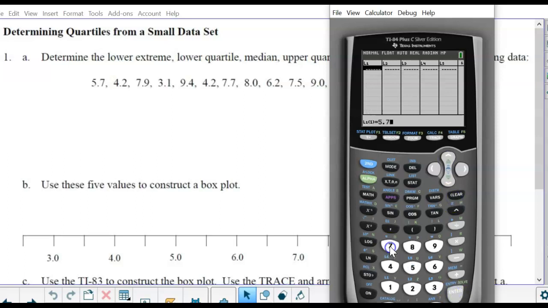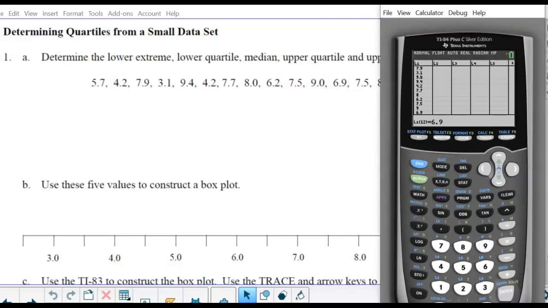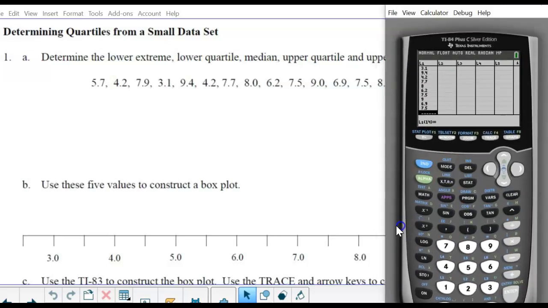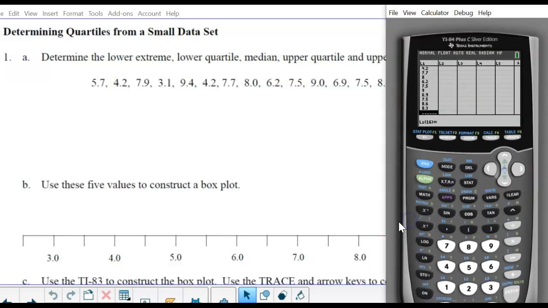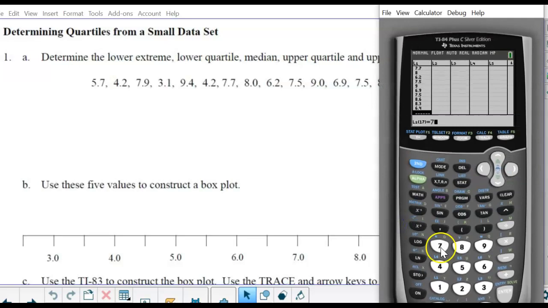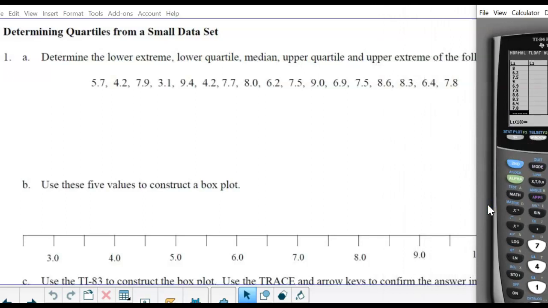And then I'll just enter 5.7, 4.2, 7.9, 8.1, 9.4, 4.2, 7.7, 8, 6.2, 7.5, 9, 6.9, 8.6, 8.3, 8.4, 8.8. Okay, so 17 values. Count them up, just to make sure you got all of them. 1, 2, 3, 4, 5, 6, 7, 8, 9, 10, 11, 12, 13, 14, 15, 16, 17.